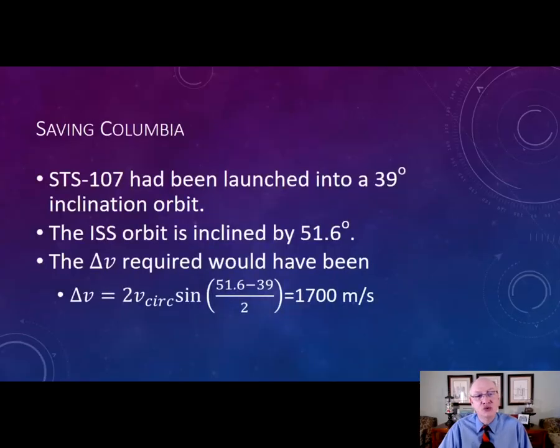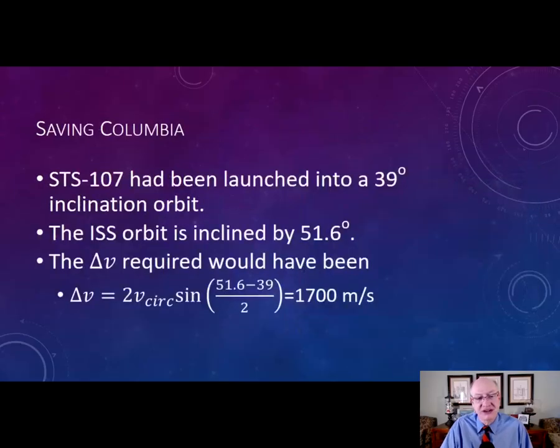Well, STS-107 had been launched into a 39-degree inclination orbit. The space station was inclined by 51.6 degrees. That formula that we just saw, the delta V that's required, would be 2 times the circular orbit velocity times the sine of the difference between the angles, 51.6 minus 39, divided by 2.